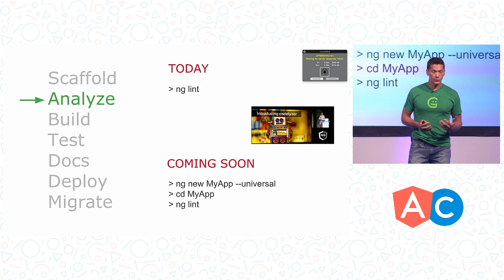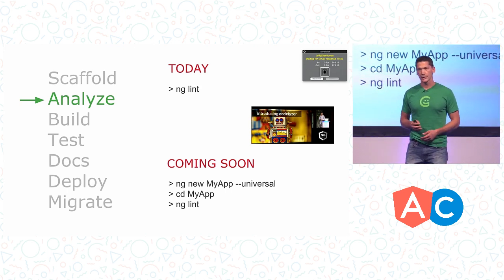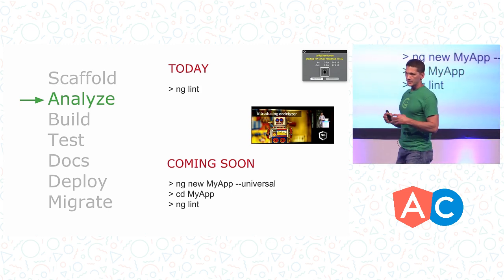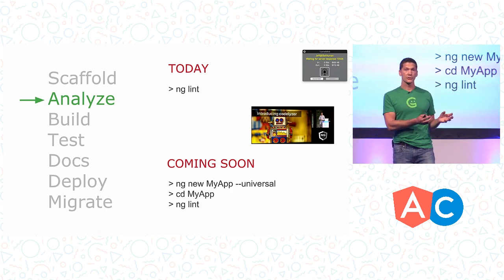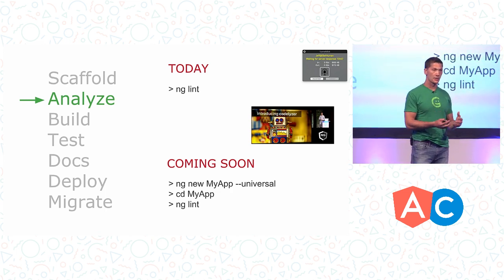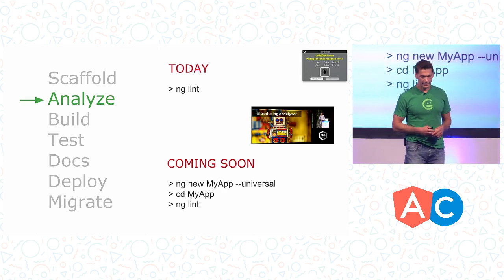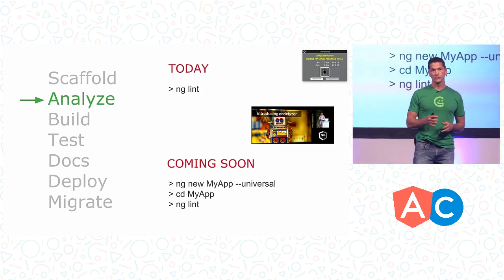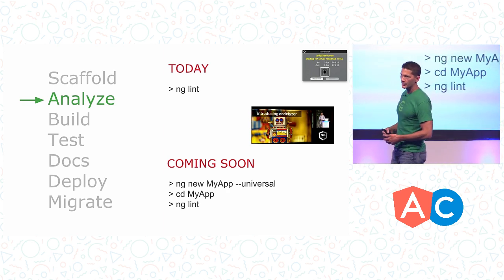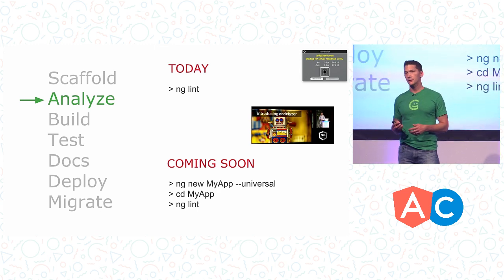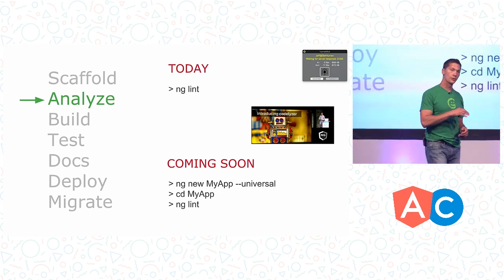For analyzing your code, doing static analysis using a linter, using Codelyzer from Minko, basically it's a set of conventions. It's taking the conventions from our best practices guide and applying them to find warnings, find things that might be wrong in your code. And we are going to be adding a set of Universal linting rules, things like, for example, a common problem that people run into with Angular Universal is referencing the DOM, referencing window. or document. in their server-side code.